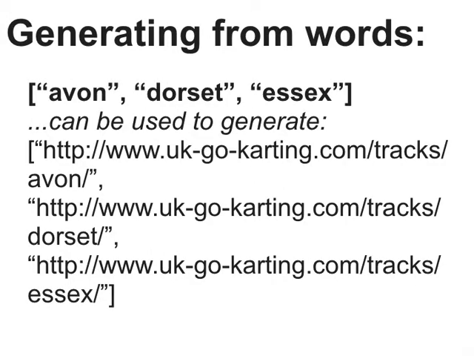Here's another example. At the top here, we have a list of counties: Avon, Dorset, and Essex. And just by having that list of counties, we can generate URLs for each of those counties on a particular website. So in this case, the ukgokarting.com website has data on different tracks in each of those counties, and the URL is exactly the same apart from the last part, which changes for each county. So if we've got a list of those, we can generate those URLs to scrape those.